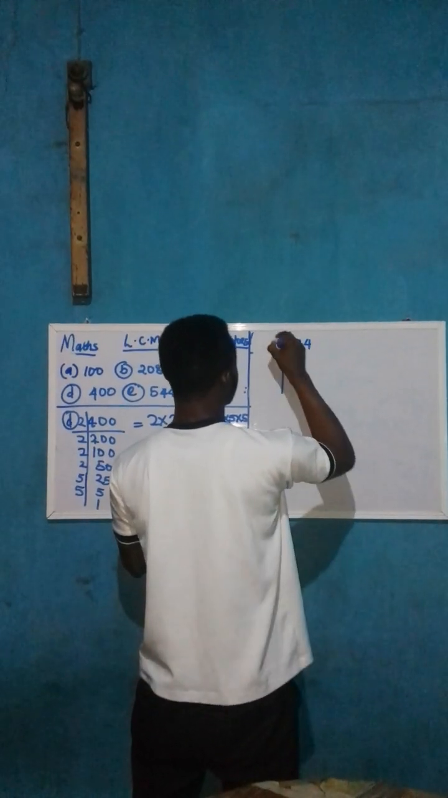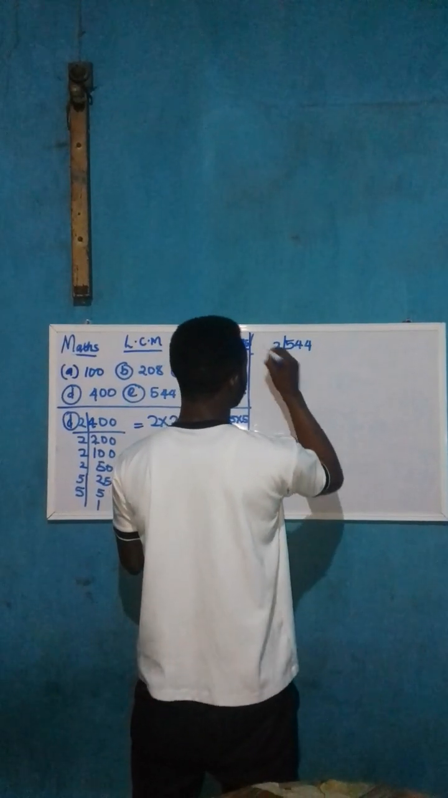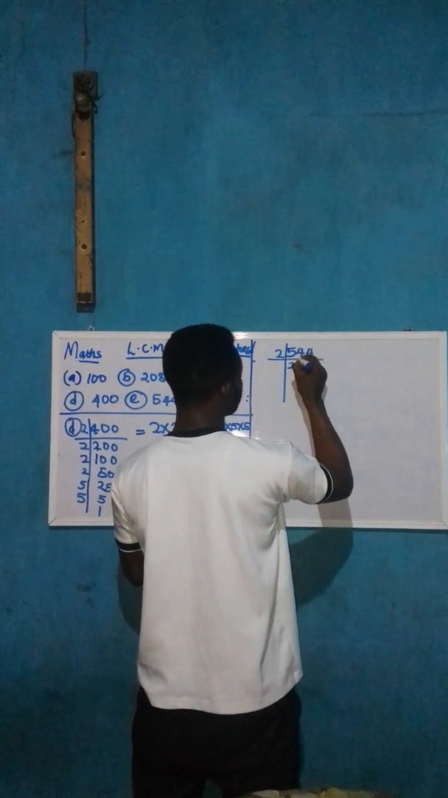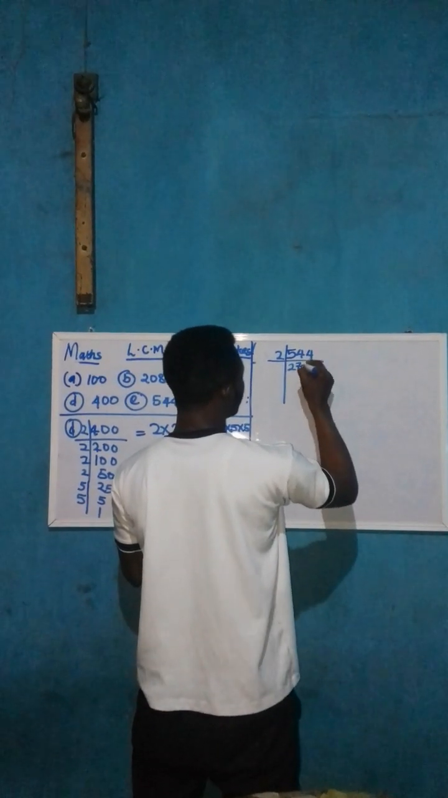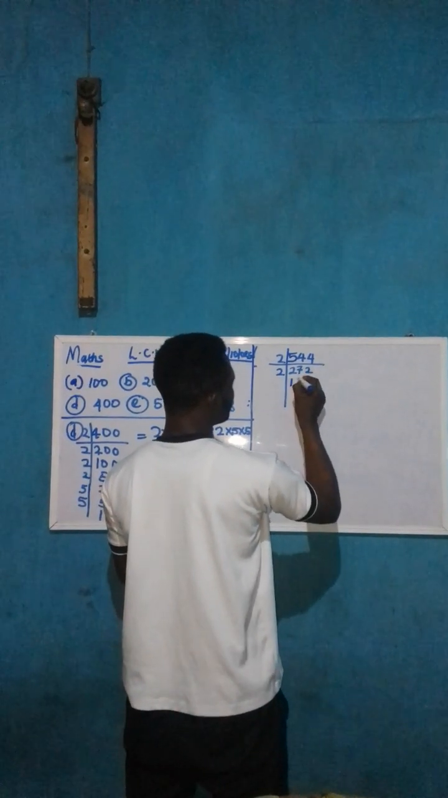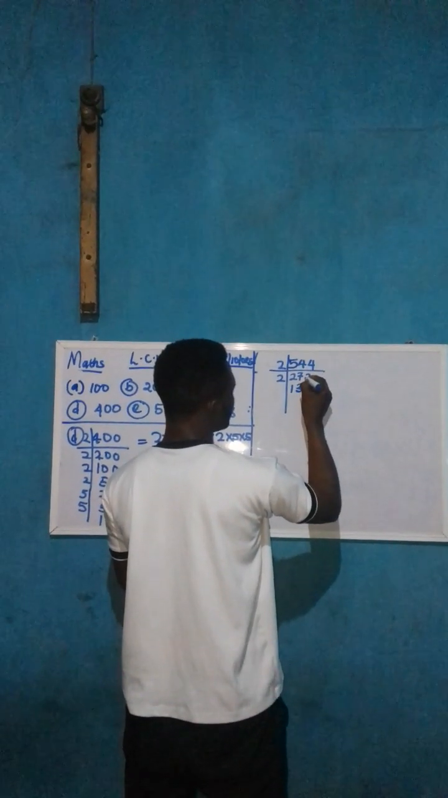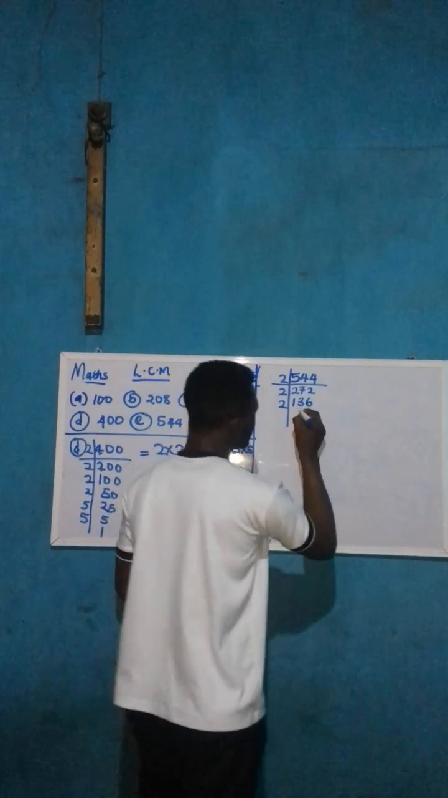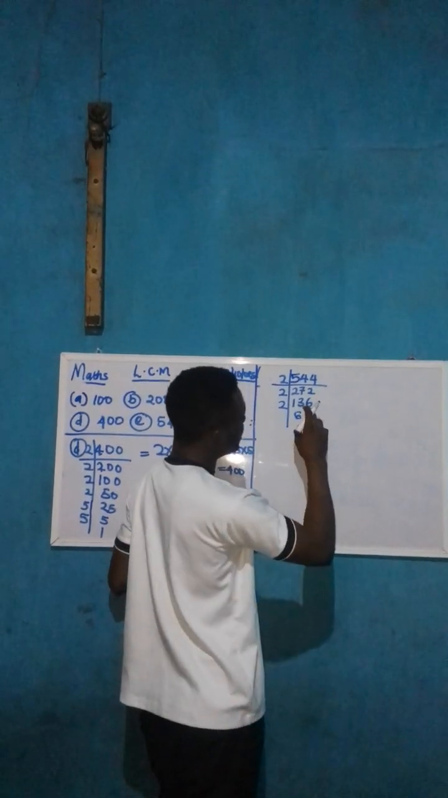544. 2 in 5 will give us 2. Remainder 1. We put 1 here, it becomes 14. 2 in 14 will give us 7. 2 in 4 will give us 2. 2 in 2, 1. 2 in 7, 3. Remainder 1, we put 1 here, it becomes 12. 2 in 12, 6. Remainder 1. Put 1 here, 16.